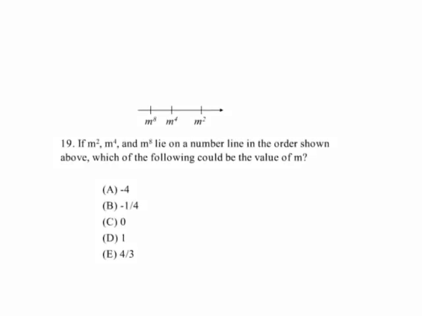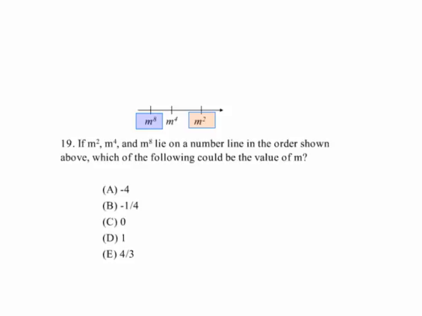We're given here that m squared, m to the fourth, and m to the eighth lie on a number line in the order shown above. This is a peculiarity here because it shows that m squared is greater than m to the fourth and greater than m to the eighth. Well, where are we going to see that?